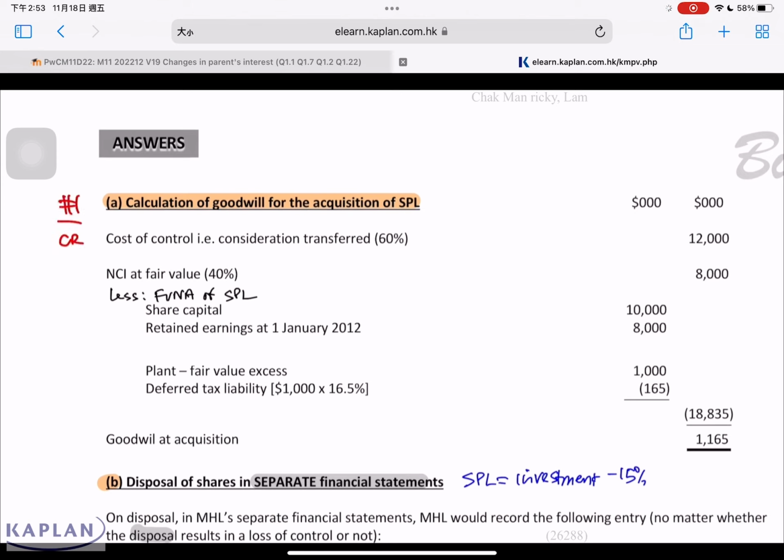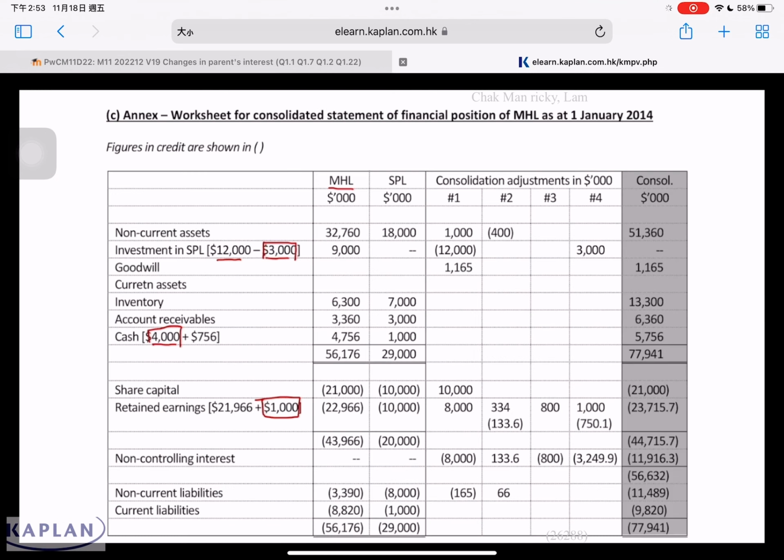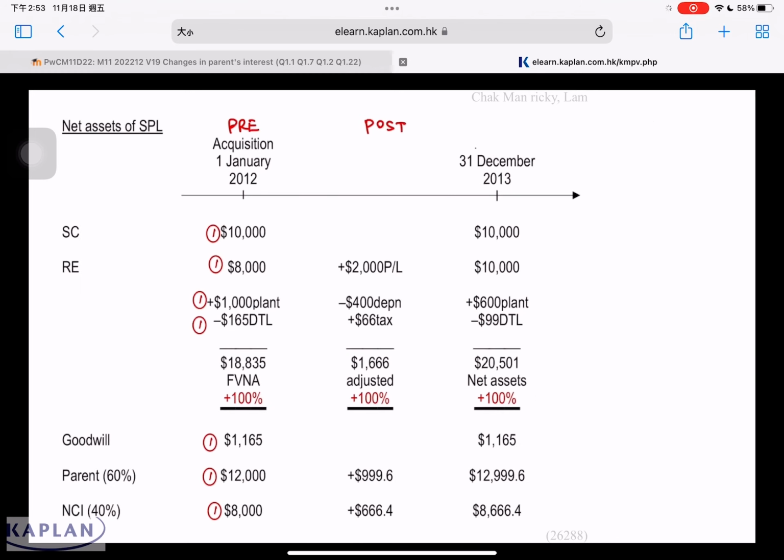Credit the cost of investment, credit the NCI, debit the share capital and retained earnings at acquisition date, increase the plant assets, account for deferred tax liability, and account for goodwill. Put this entry number 1 on the worksheet. Entry number 1, first we must eliminate the cost of $12 million. Then you must account for NCI fair value, eliminate share capital and retained earnings, increase the plant assets, deferred tax liability, and account for goodwill. The second adjustment entry is increase the depreciation, account for deferred tax.